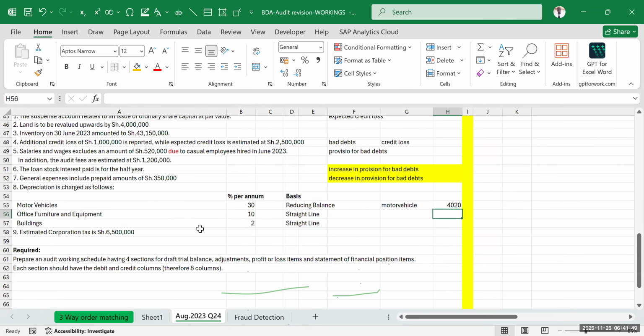We do the same for office furniture. For furniture, it is now on a straight line. Now the straight line is 10%.